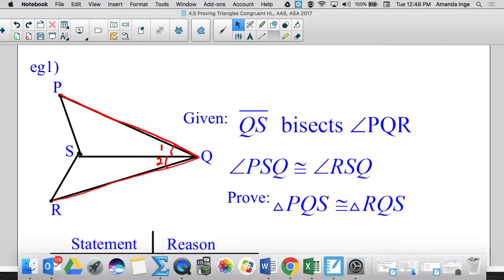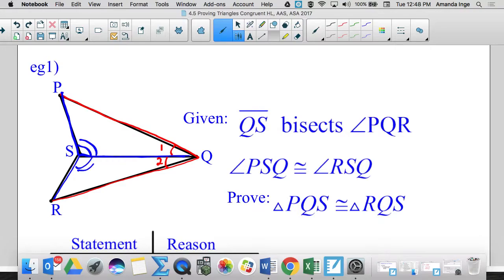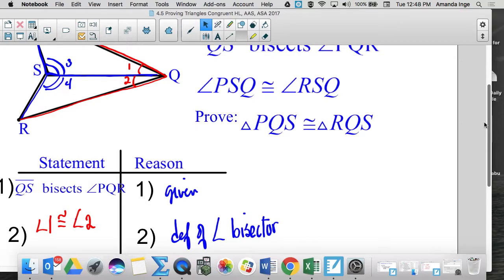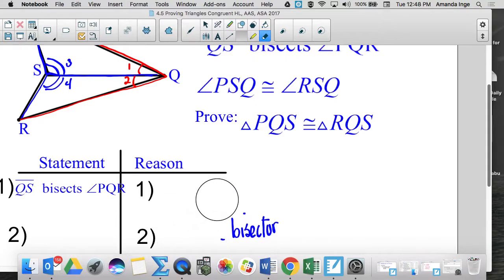We also have that PSQ, this angle, is congruent to RSQ. We're going to call this angle 3 and 4. You don't have to label them with the letters, the numbers. I just thought it made it easier when we were writing our proof. Well, the first thing we wrote down was that QS bisects PQR. So that was given.